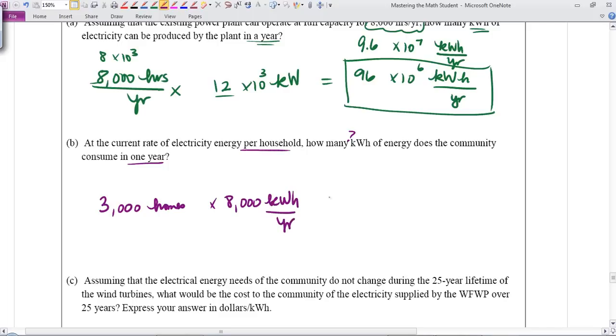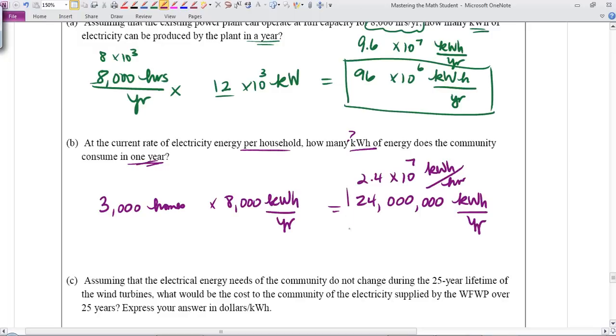Now, what is the unit that I am looking for? Kilowatt hour in 1 year. Kilowatt hour, year, per home. Okay, so the home's going to drop out basically. I think we're home free. Pun intended. 24 million kilowatt hours per year. Also known as 2.4 times 10 to the 7 kilowatt hours per year, whichever way you prefer.